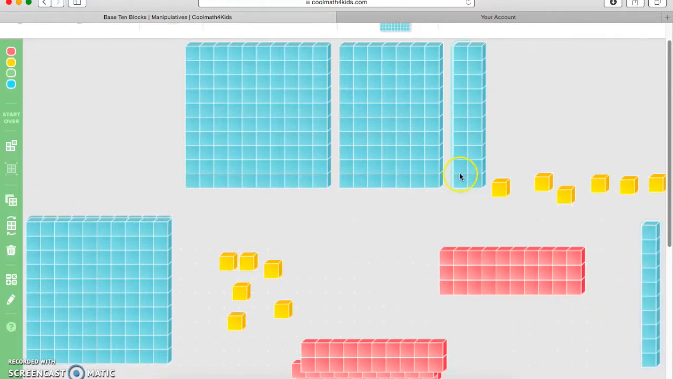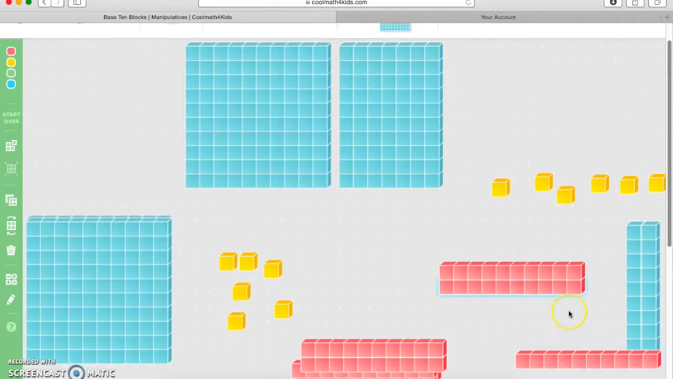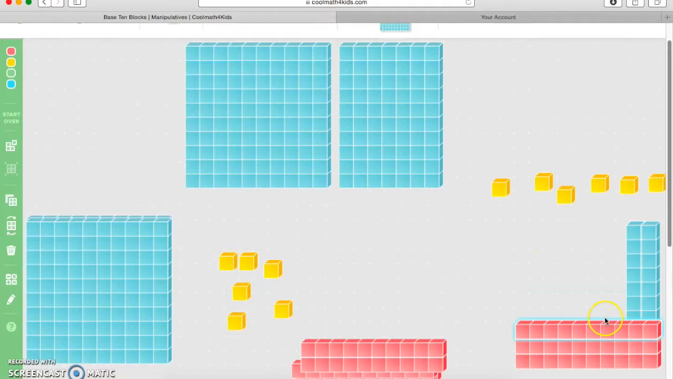1, 2, 3, which matches with 1, 2, 3. Finally, we will subtract our ones. So over here we have 6, and over here we have 6. So we will be subtracting them and putting them together.